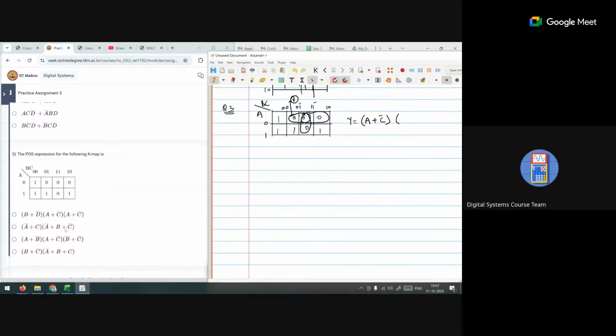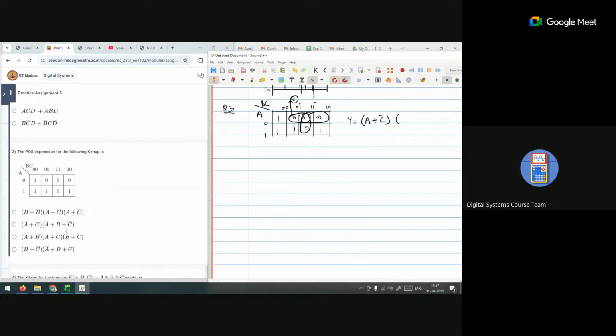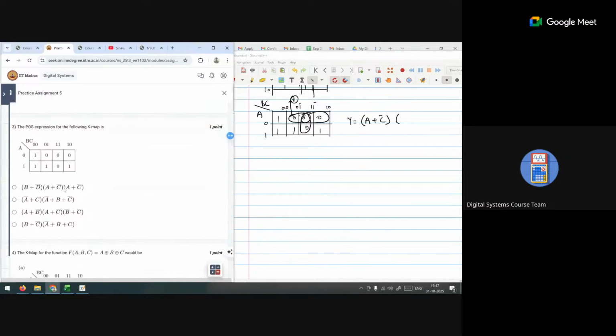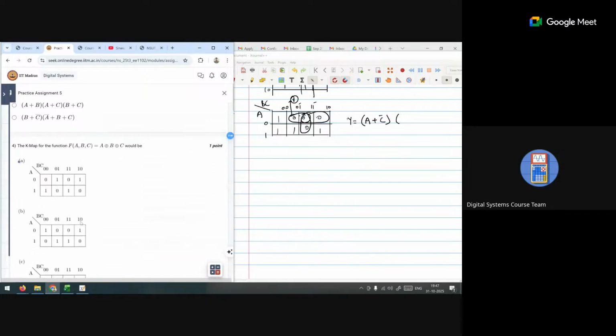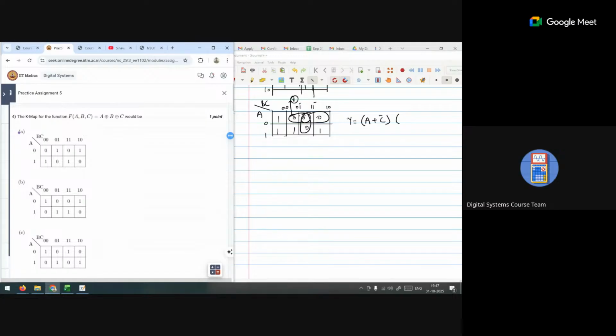So you can see that B and D options are not possible. Okay, only A and C. Out of A and C, one option is possible. So now question number 4.